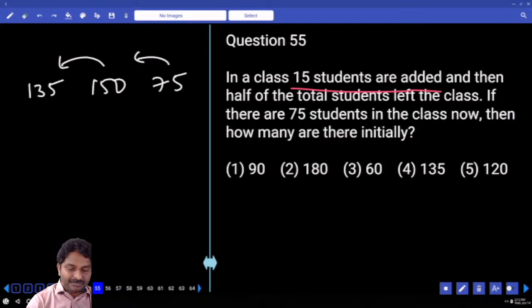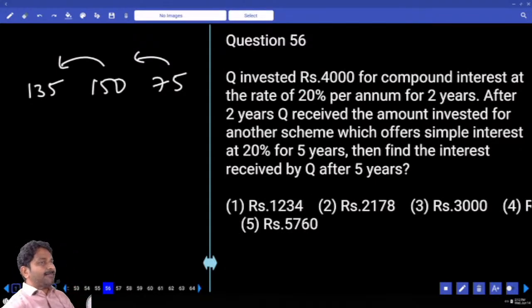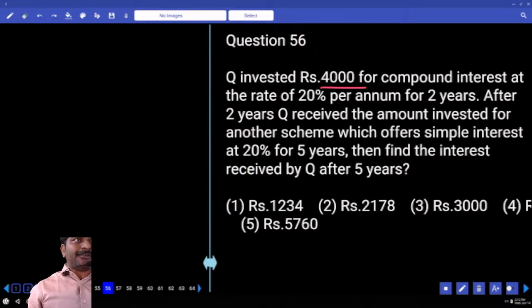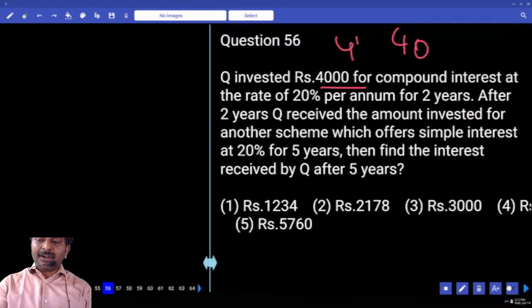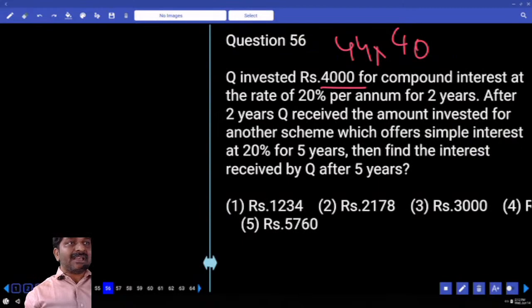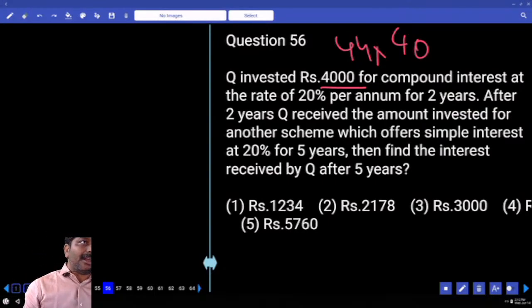Got it? Next. Q invested 4,000 for compound interest at the rate of 20% per annum for 2 years. What interest will we get? 44%, calculated on 4,000. What is 1% of 4,000? 40. 44% means 44 into 40. How much is that? 1760. So we will get 1760 interest for the principal 4,000, right?